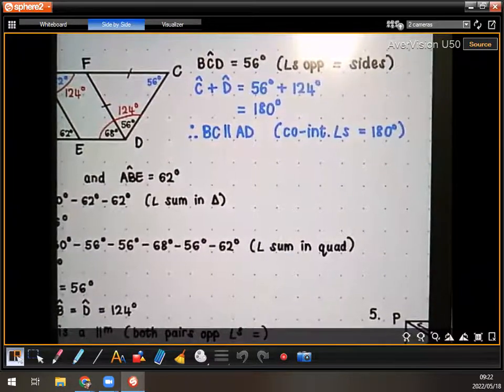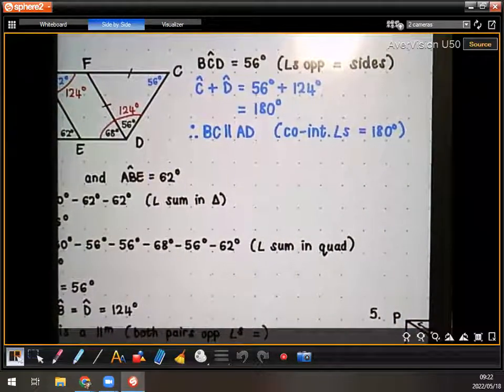You cannot use the reason co-interior angles parallel lines anywhere in that proof, because it wasn't given that those lines are parallel. You could use alternate angles, you can use corresponding angles, depending on how the diagram looks and what values you have. Those are the three things that we can use to prove that lines are parallel. Co-interior angles equal 180, or alternate angles equal, or corresponding angles equal would be the reason.